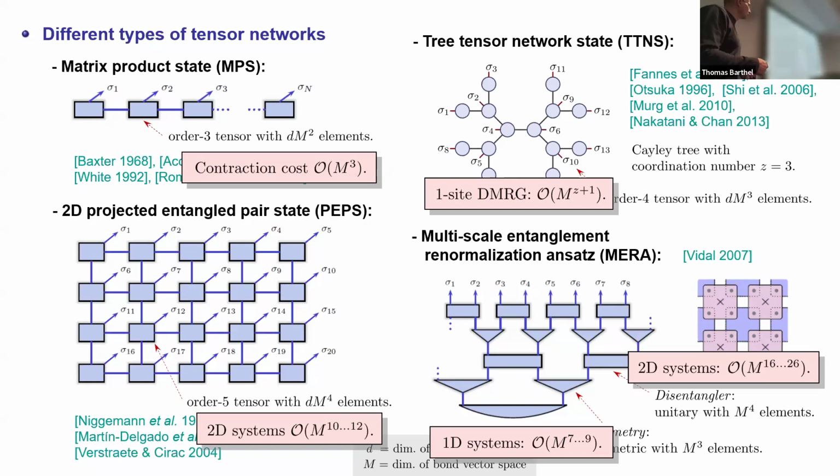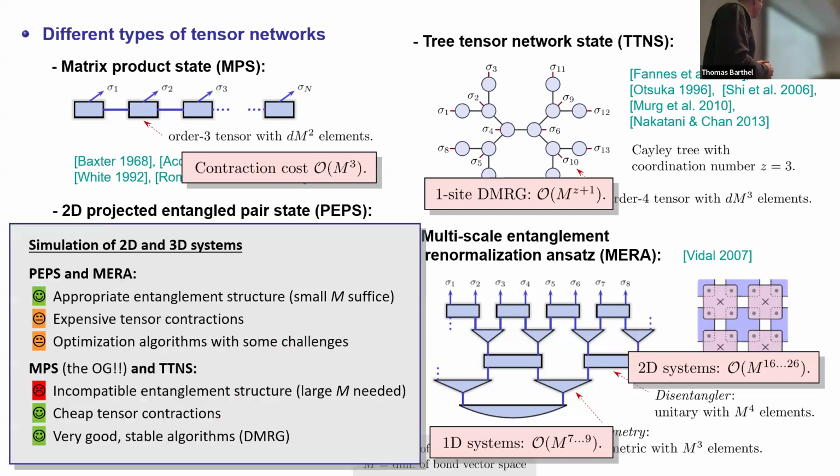So the optimization algorithms for these two are much more stable than for PEPS, and MERA also has some small issues. There are known worst cases that are non-contractible, but they generally don't occur. You can encode some strange tiling problems into a PEPS and show that, okay, in general you can't contract the PEPS.